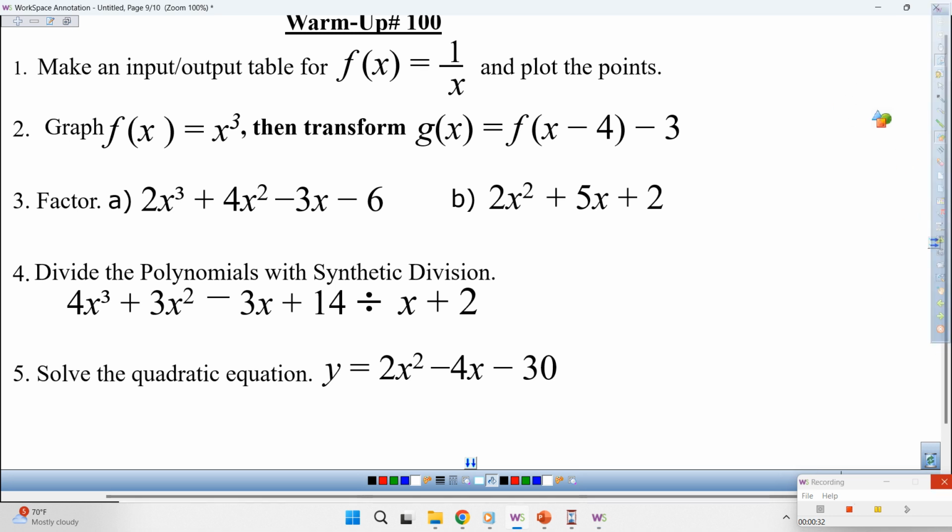Alright, here we go. Warm up 100. Number one says make an input-output table for f of x equals 1 over x. So, I'm going to make that table up here. X, f of x. And what values do I use for x? Enrique.